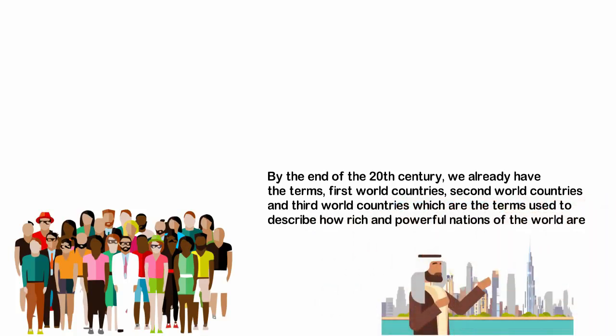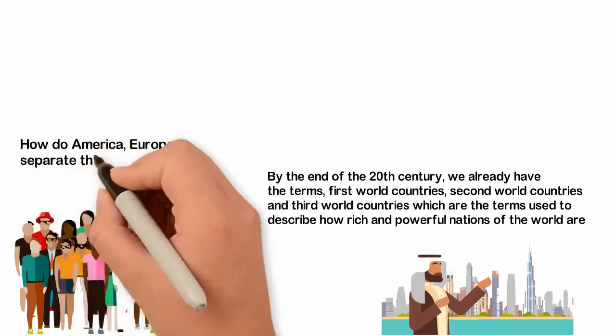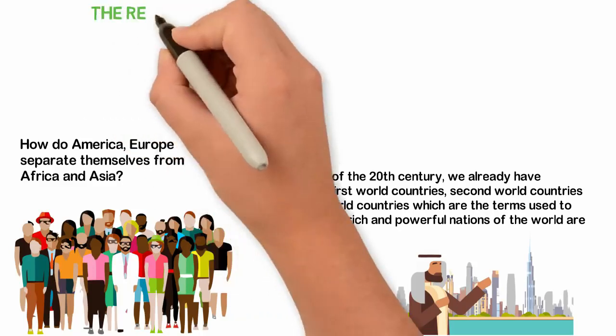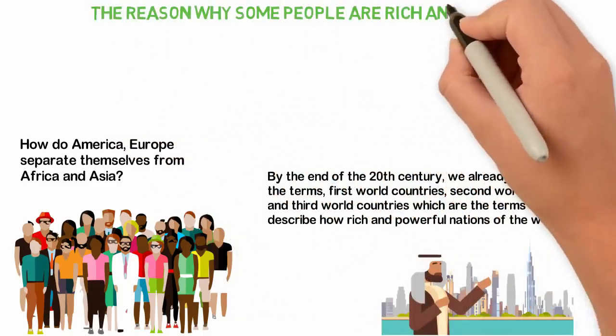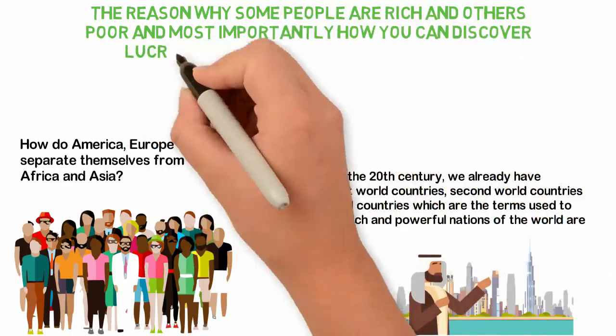The question here is, how do countries of the world change from being very similar economically to being as different as day and night? How do America and Europe separate themselves from Africa and Asia? This video will shed light on a deep secret about that, and I'll try to use that understanding to show you the reason why some people are rich and others poor, and most importantly, how you can discover lucrative opportunities in your country.